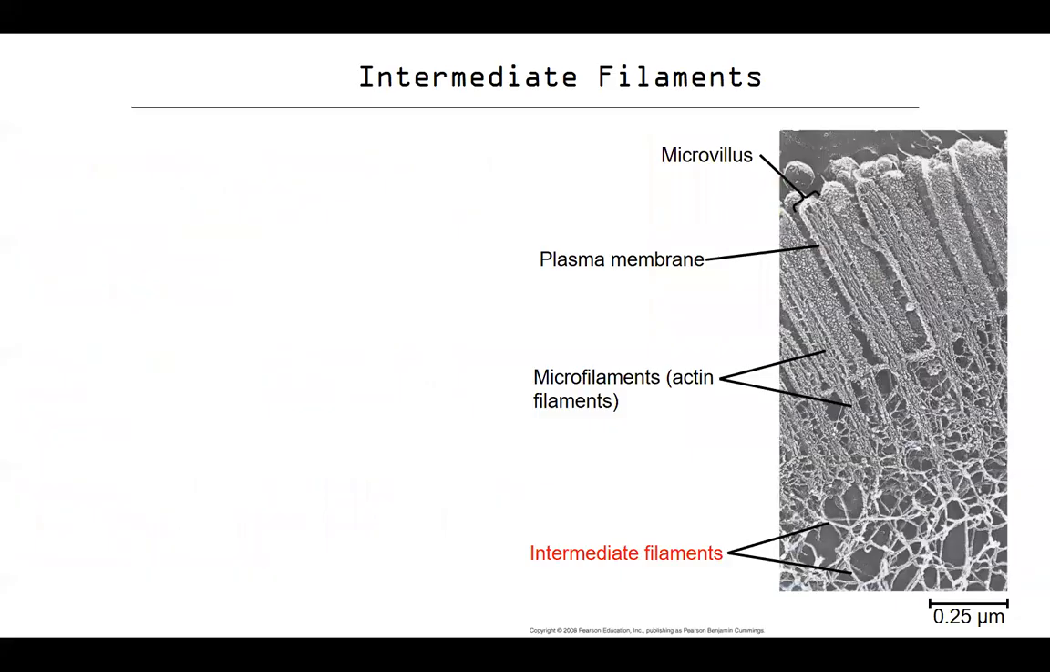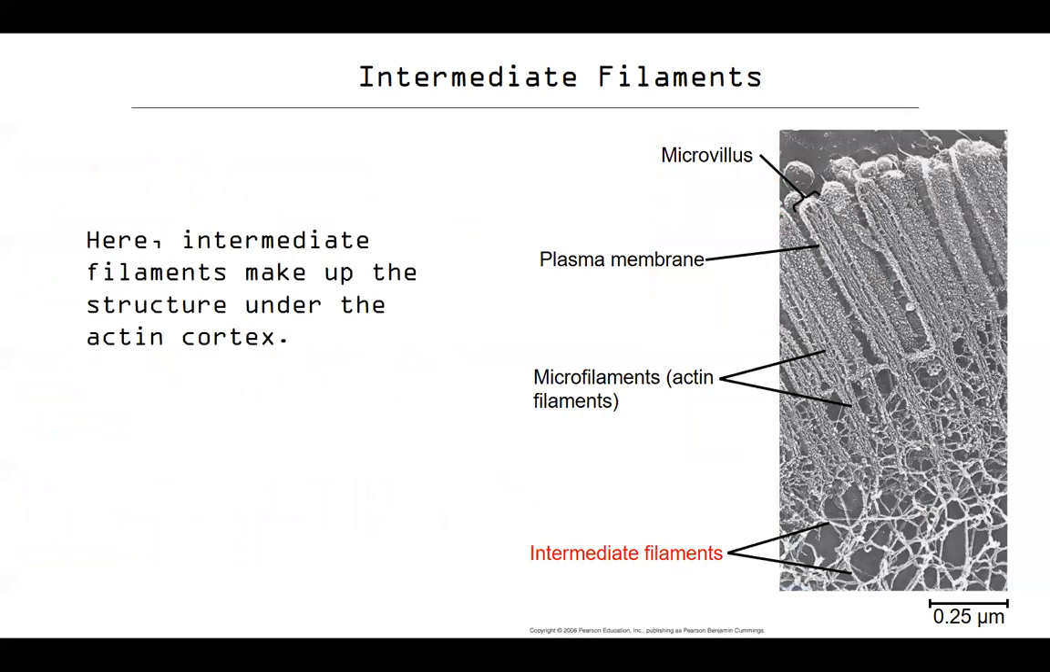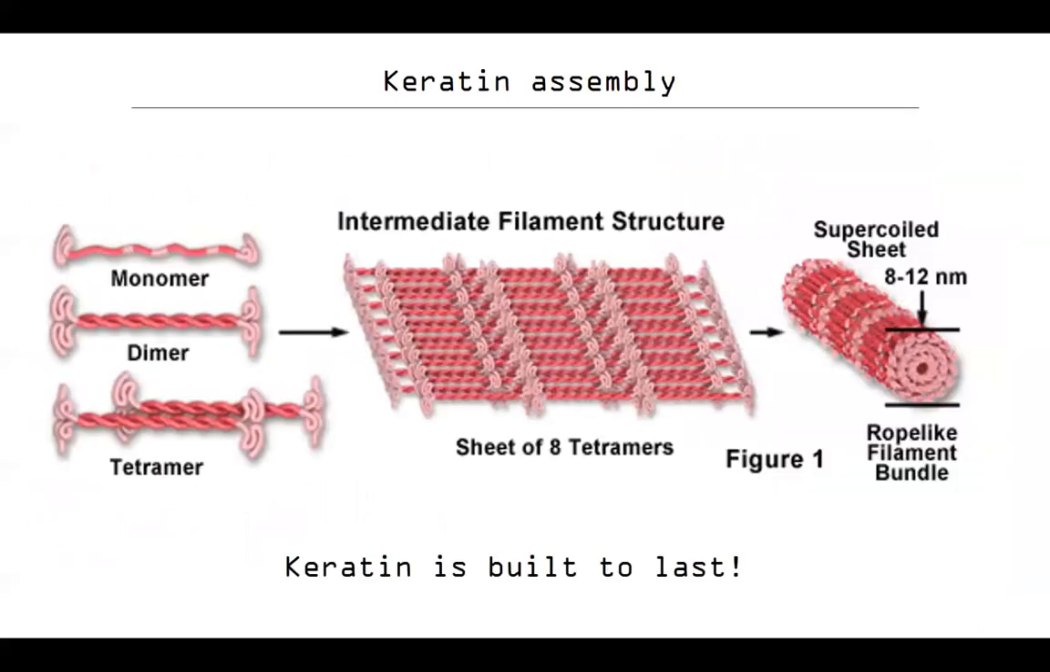So let's look again at our intermediate filaments. We saw this picture previously, but we were focused on actin. You can see that the intermediate filaments are larger than our actin and form a mesh-like web below the actin cortex. So let's look at something like keratin and see how it's assembled.